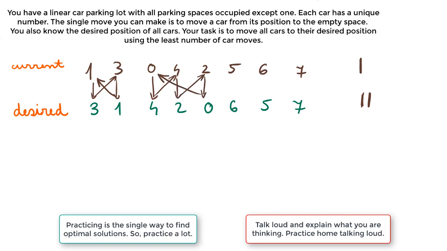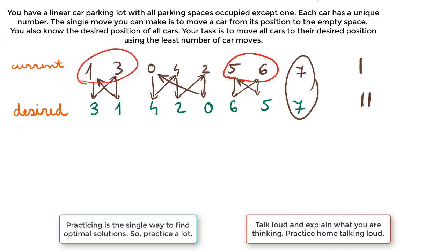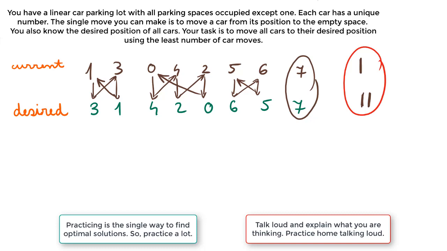Now moving forward, 5 to 6, and there is another cycle, and 7 is already on its desired position, so we don't take it into account. Now, having formed these cycles, I can see that there are 2 different types of cycles. There are these 2 cycles which don't include the empty space, and there is 1 cycle which includes the empty space. Now, there were also 2 types of car moves, the one which requires just 1 move and the one which requires 2 moves.